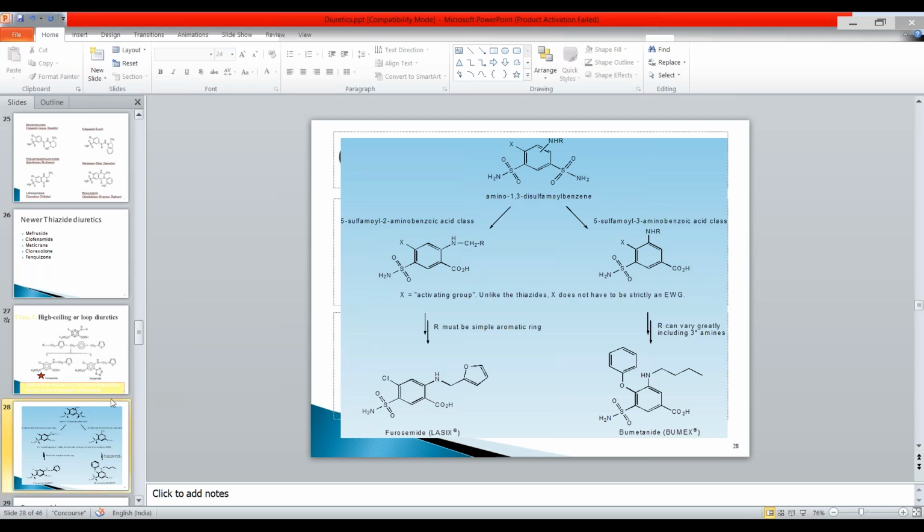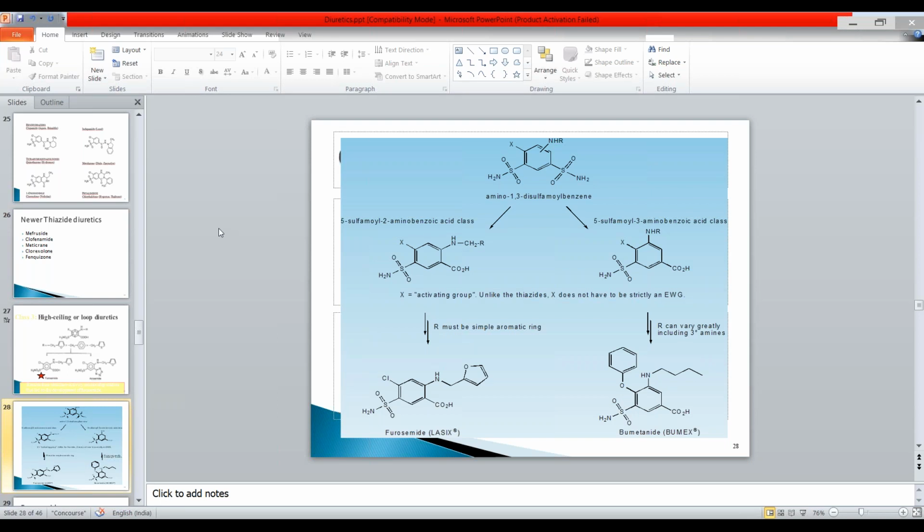You can see on your screen, this is the 5-sulfamoyl 2-aminobenzoic acid class which gives furosemide, and the 5-sulfamoyl 3-aminobenzoic acid class which gives the drug bumetanide. Both of them have very good diuretic activity. Only the positioning of the aminobenzoic acid in this class and in this class is changing. Here it is in the second place. Here it is in the third place.